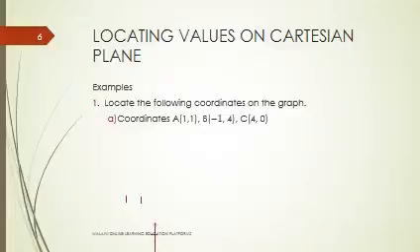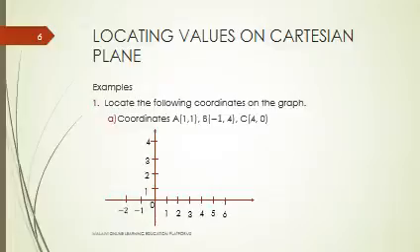Now let us draw a graph. We have one line for the y-axis, and one for the x-axis. Then we put the values on both axes. So let us start by locating point A. Point A, 1 is for x and 1 is for y. First of all, we need to know which one is our x-axis.